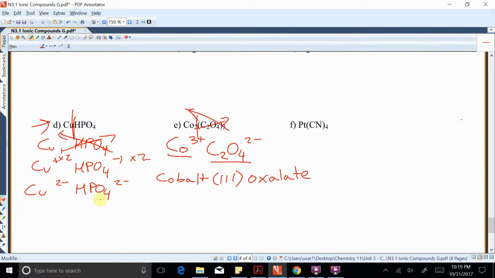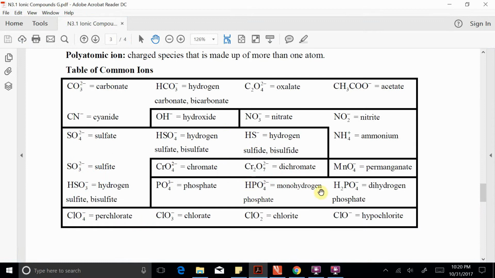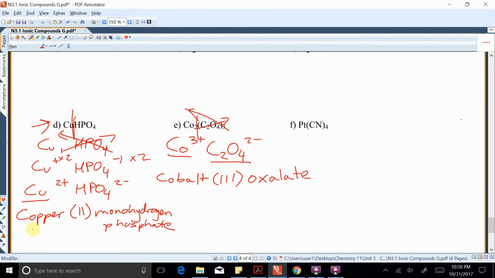Okay, so now all we need to do is determine whether or not Cu, or copper, has more than one charge. Take a look at your periodic table, you'll notice that it has two different charges, so that means we need to write this down. Okay, so copper(II), and then HPO4 was our monohydrogen phosphate. There we have our monohydrogen phosphate. Okay, and that's all we need to do.